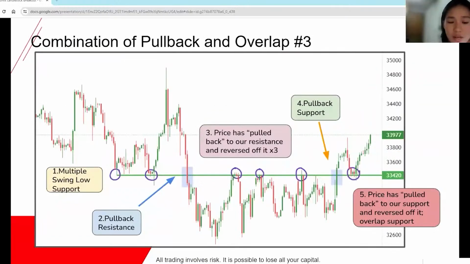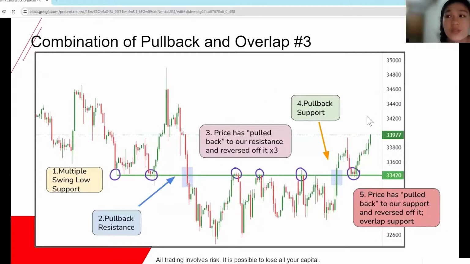Okay, and our last example here, there are multiple swing lows that are in line with that 33420 support level. Once price breaks this level, it then becomes a pullback resistance. We can see price has tested this level 3 times over here, making it a strong overlap resistance level. Once price actually breaks out of it at point number 4, we can see it becoming a pullback support. Then once it bounces off again, it becomes an overlap support.